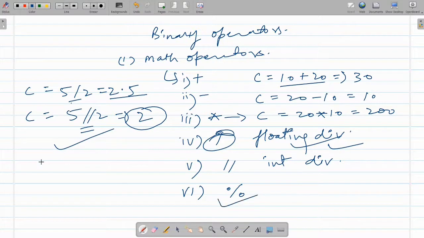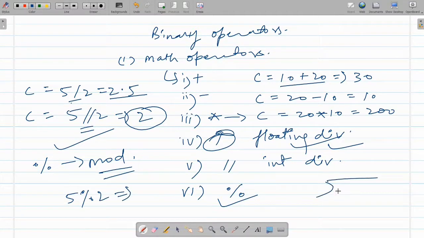This is called mod. The percentage sign denotes mod. This returns the modulus. For example, if you are going to do 5 mod 2, it will return the remainder part of the division. For example, 5 divided by 2, 2 into 2 is 4, the remainder is 1. This percentage sign returns the remainder, so the result will be 1.